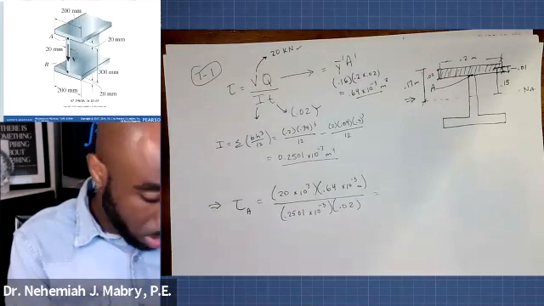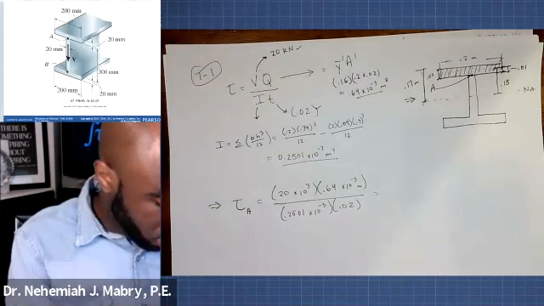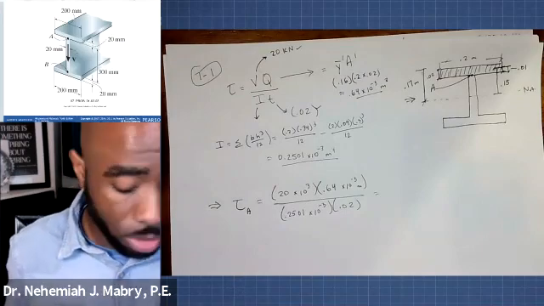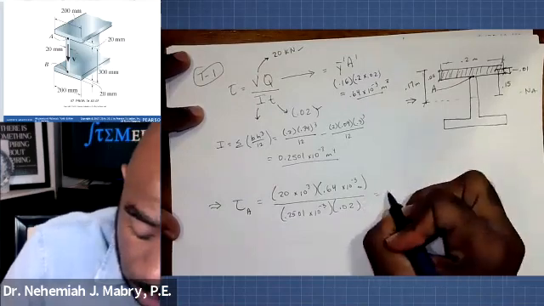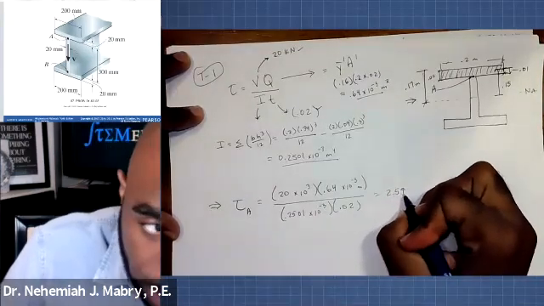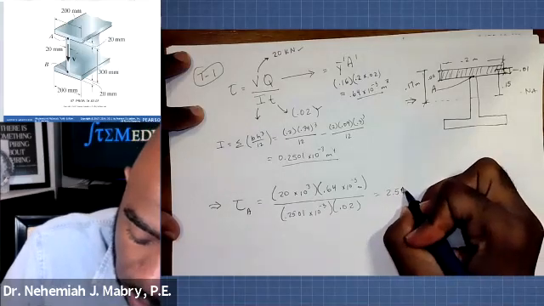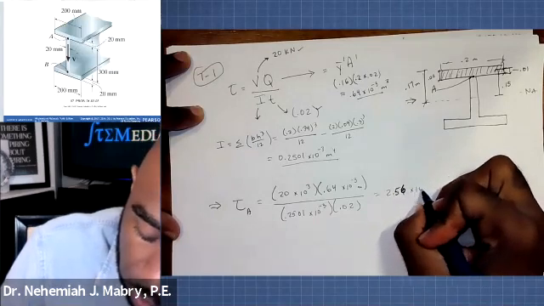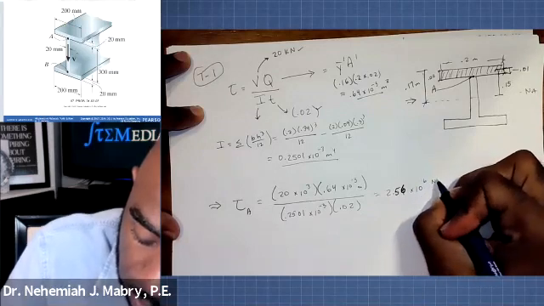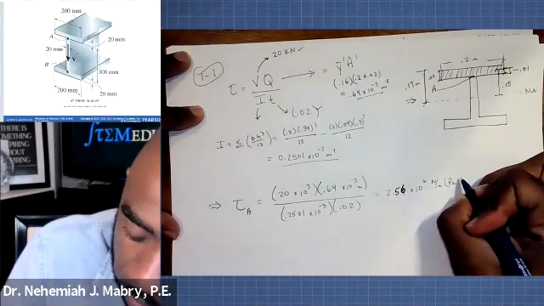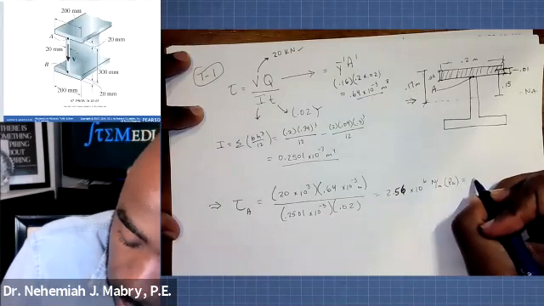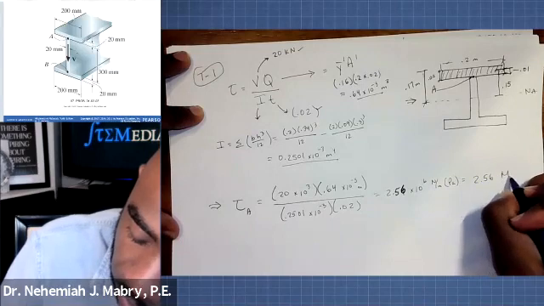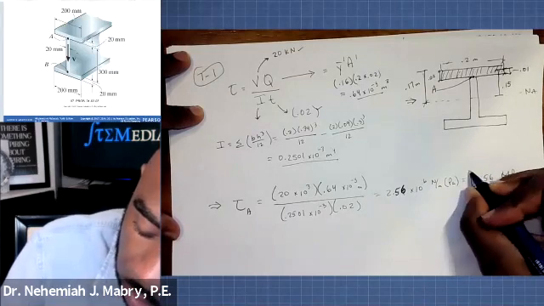20 times 10 to the 3 times 0.64. Well, if your calculator agrees with mine, what you should have in this case is 2.56 times 10 to the 6 newtons per square meter, also known as Pa. Or in other words, 2.56 megapascals. Mega is 10 to the 6.